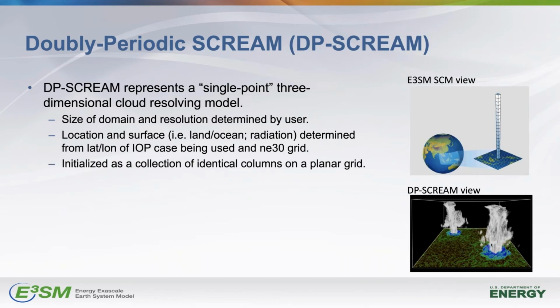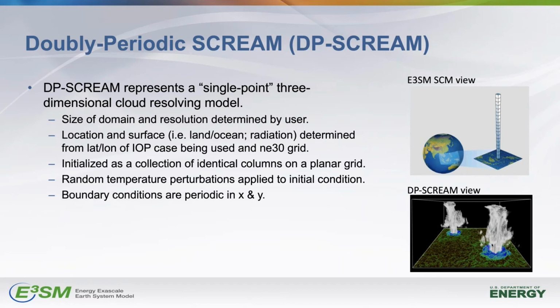We then initialize each column in our planar domain identically with the same temperature, moisture, and U and V winds. These initial conditions are usually provided by the IOP forcing files. Thus, at the start of the simulation, you can think of the initial state as a grid of identical SCMs. But then we apply random perturbations to the initial temperature profile to introduce heterogeneity and help to spin up the turbulence and convection. The model simulation then gets underway with any large-scale forcing being applied to the domain as needed by the IOP forcing file. And as the name suggests, the boundary conditions of this configuration are doubly periodic, so whatever goes out the right-hand side comes in the left, and vice versa for the north-south boundaries.